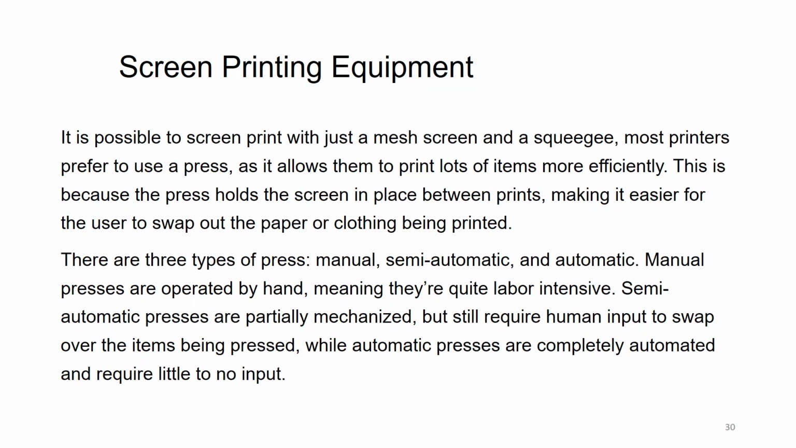So, there are three ways the screen can be used. One is manual, second is semi-automatic, and the third one is automatic. When it is manual, one has to move the screen or the squeegee on the screen manually. When it is semi-automatic, it is partially mechanized and partially human intervention is required to swap the items and to press it. And in the automated press, it is all done by the machine.